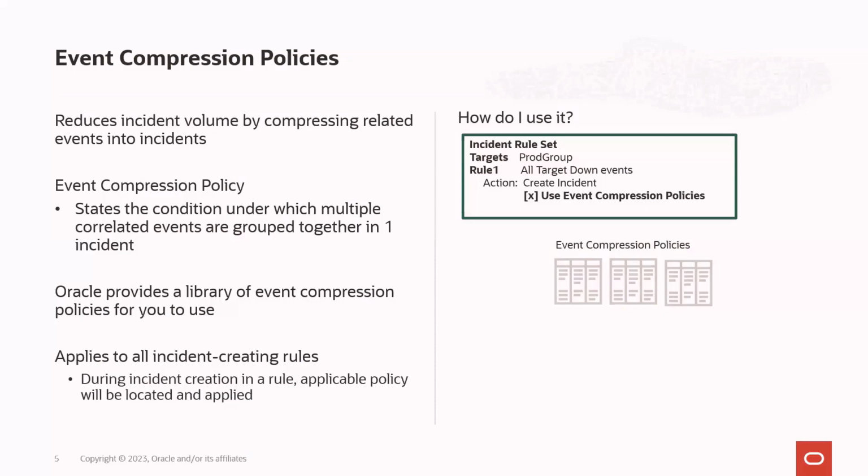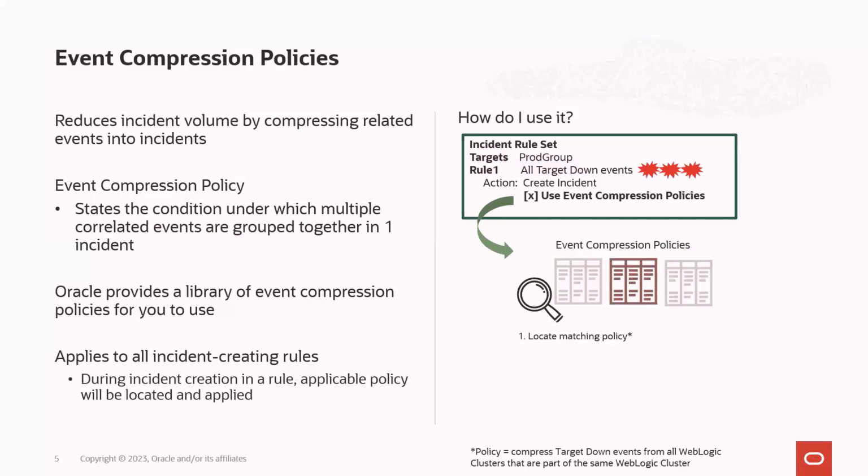If the WebLogic servers go down, each of these will generate a target down event. Before creating an incident, EM will first check to see if there's a matching event compression policy. If found, it will correlate and compress the events into one incident. So you'll end up with one incident containing 3 events instead of 3 incidents containing 1 event each.